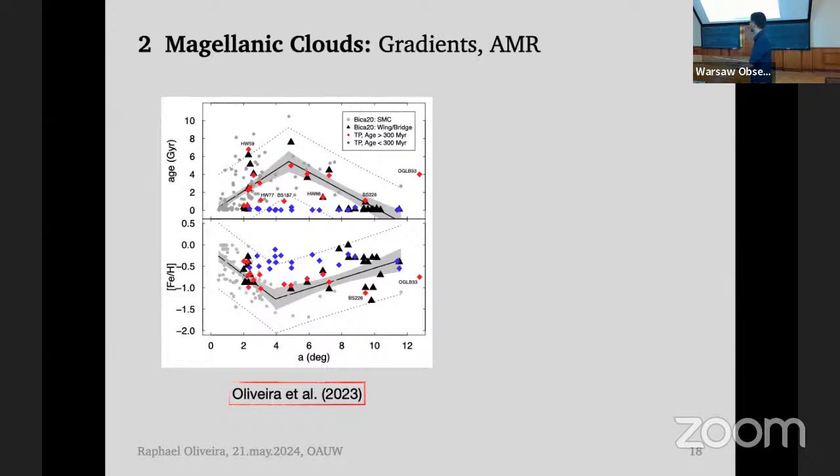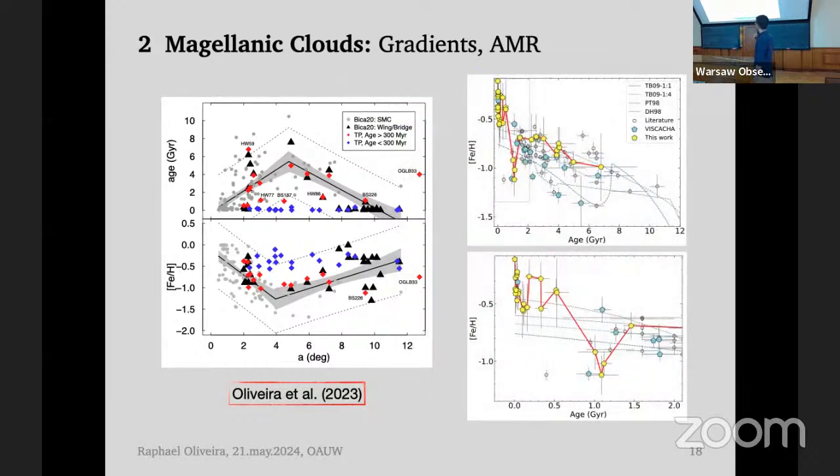We can plot the gradients of age and metallicity compared to the SMC, and we see that the older clusters in the bridge, so the clusters older than 300 million years, follow the age and metallicity gradients of the SMC, because they were stripped from it, and the younger clusters do not follow, obviously, and they have a more or less constant metallicity around minus 0.4 or 0.5.